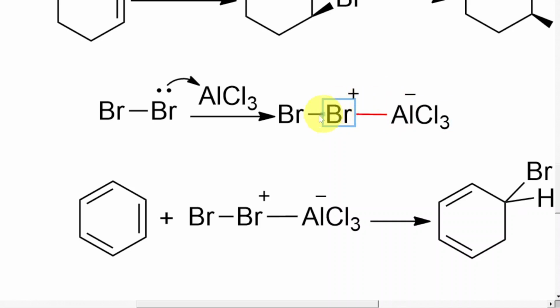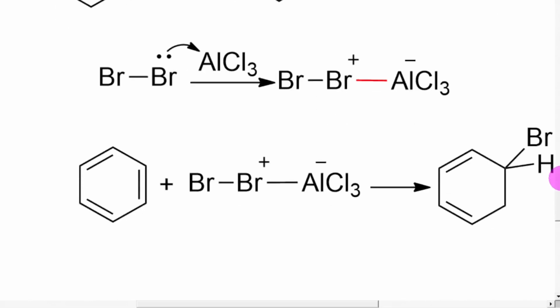That means this bromine lost one of its electrons, so it will have a positive charge, while the aluminum gained one of bromine's electron. Remember, these 2 electrons in this particular bond, one electron belongs to aluminum and one electron belongs to bromine, while both electrons belonged to bromine in the first place. So aluminum gained an electron, so aluminum will have a negative charge. Now bromine got activated. Now this is ready for electrophilic aromatic substitution.